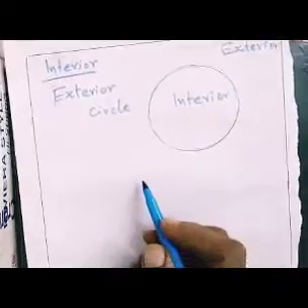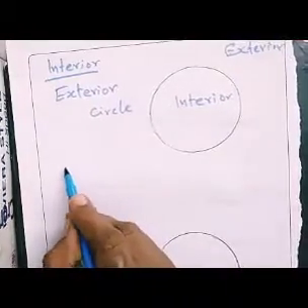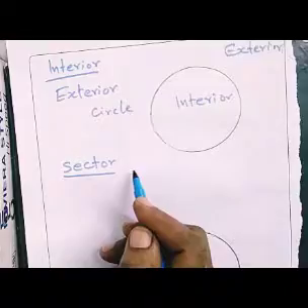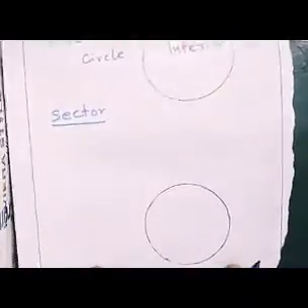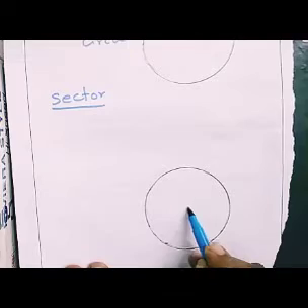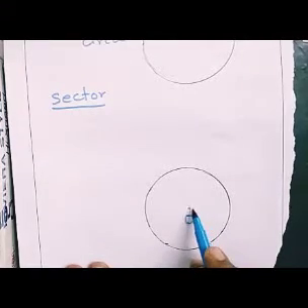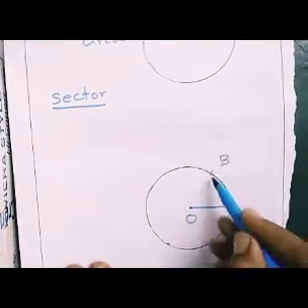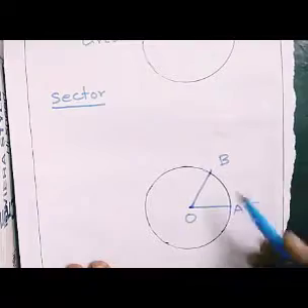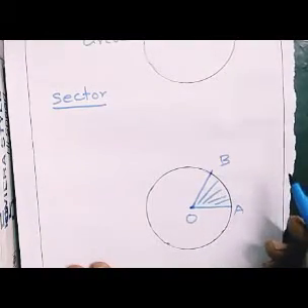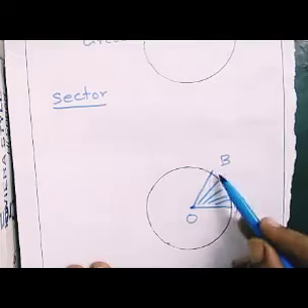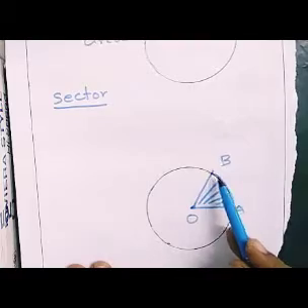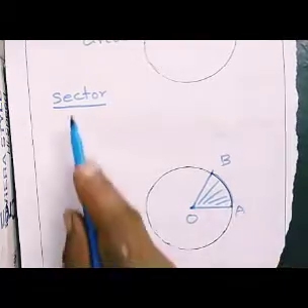Now the next point, you have already studied. Next, sector of a circle. Sector means a circle is given, and here the center is O. Now we are selecting OA, a radius, and in the same way the point B, OB, is another radius. The region covered by the two radii and the corresponding arc is called a sector.